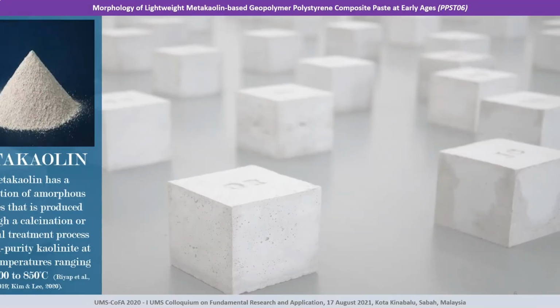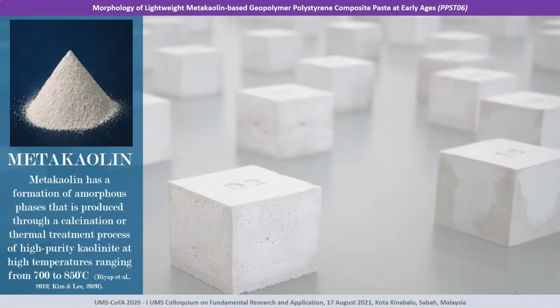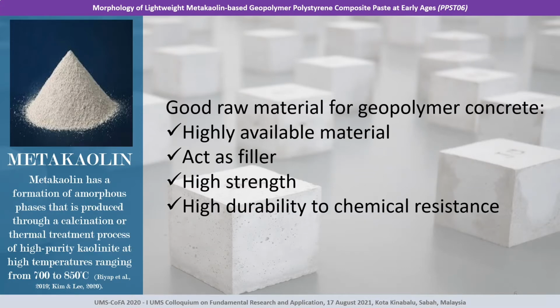Next, we move into the metakaolin. Metakaolin is an amorphous phase produced through a calcination or thermal treatment process of high purity kaolinite at high temperatures ranging from 700 to 850 degrees Celsius. Metakaolin is a good raw material for geopolymer concrete because, first, it is a highly available material, and instead of only giving the structure of geopolymer, metakaolin can also act as a filler. Metakaolin can produce high strength concrete and also high durability of concrete against chemical attack.